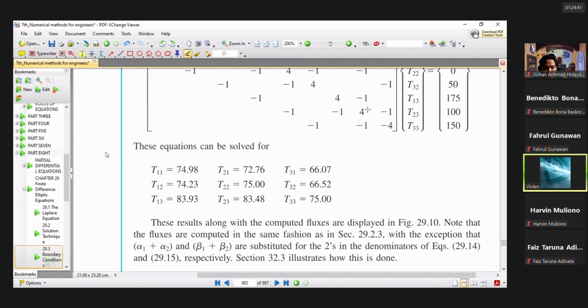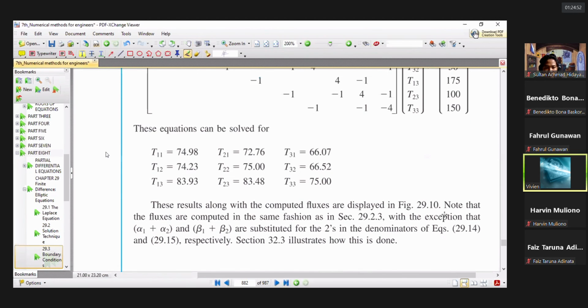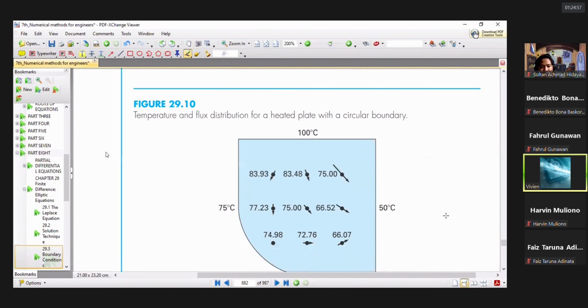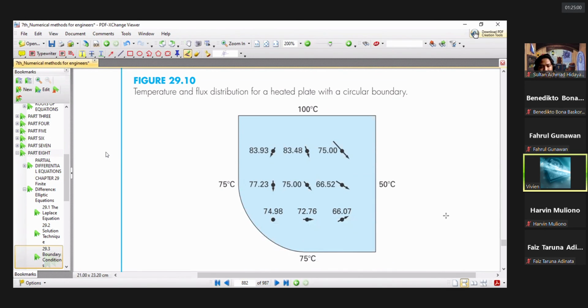In this case, you can play around. You can imagine if you have a slightly complex shape, for example, you can find the distribution of the temperature. We can also find the heat flux, which can be calculated similarly to what we learned just now. We can apply the second order first derivative to find the heat flux, and then we can find the direction by finding the resultant. All right, so that will be all for today.